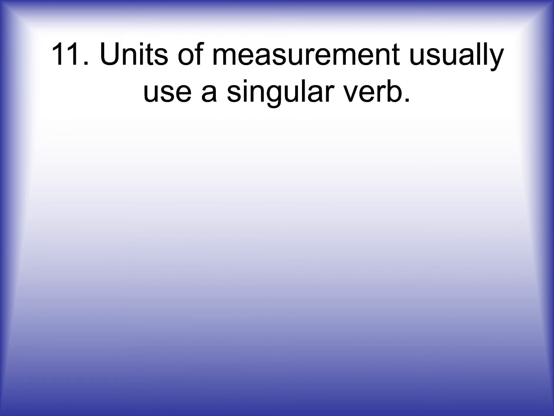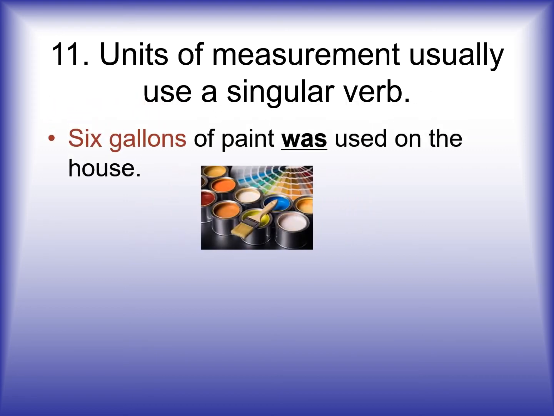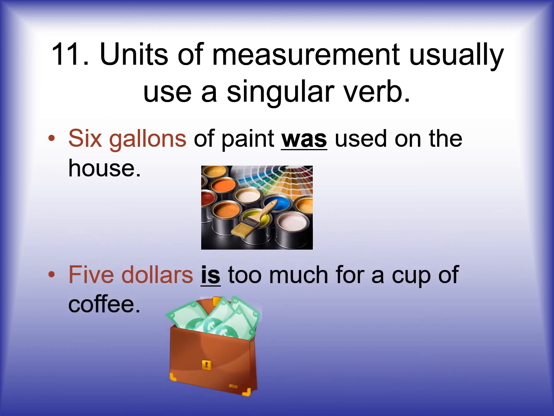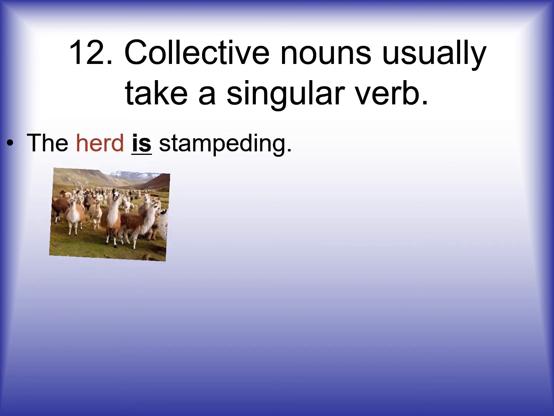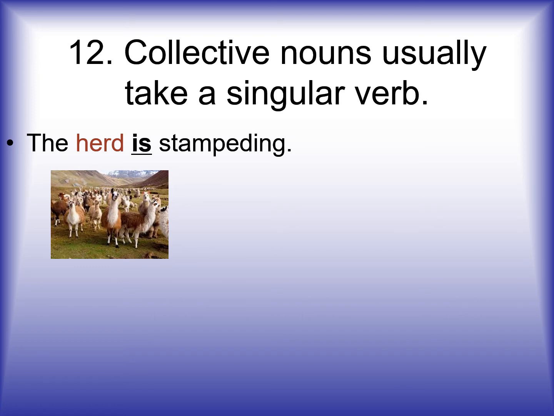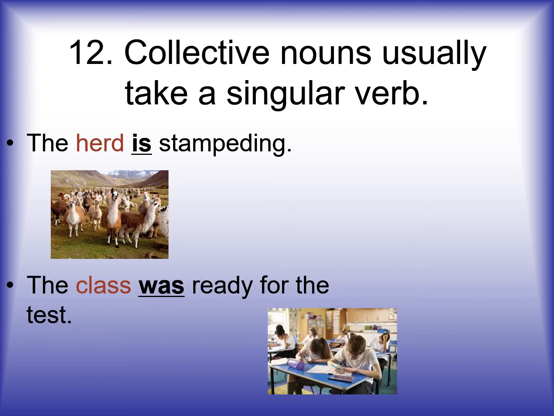Units of measurement usually use a singular verb. Follow the sentences. Six gallons of paint was used on the house. Another sentence. $5 is too much for a cup of coffee. Collective nouns usually take a singular verb. The examples are: the herd is stampeding. The class was ready for the test.